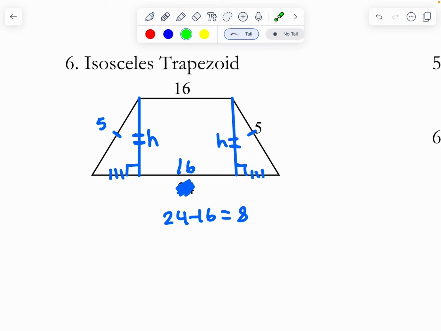What we can do here is divide this by 2, and it's going to give us 4 for this length, 4 for this length. So both of them end up being 4. So I'm going to go ahead and erase that now since that's unnecessary. Okay. And remember, this whole thing is 24. 16 plus 4 plus 4 is 24. And this only works for isosceles triangles.